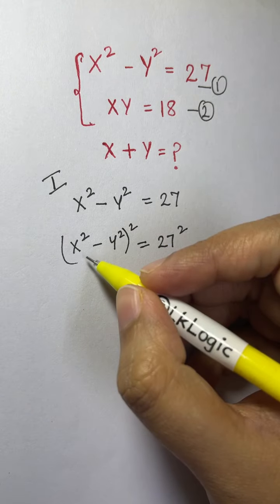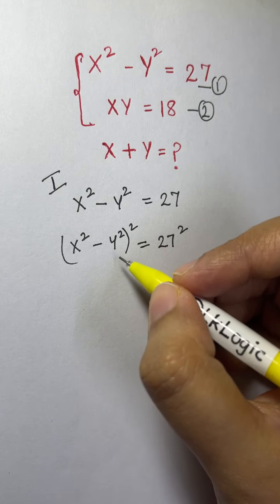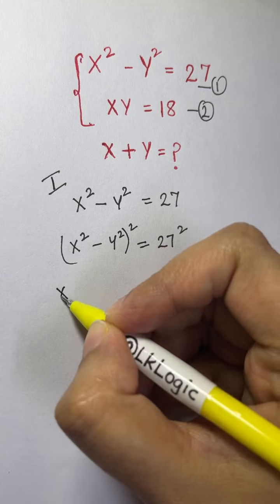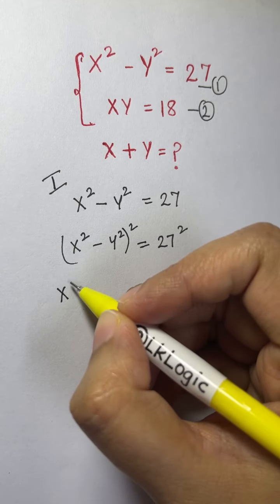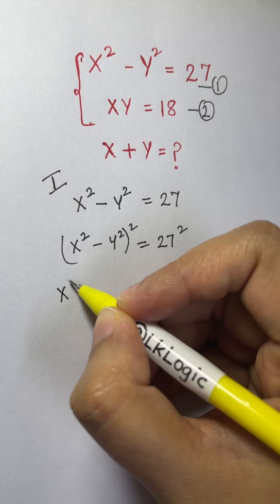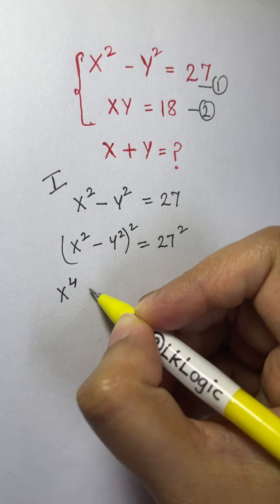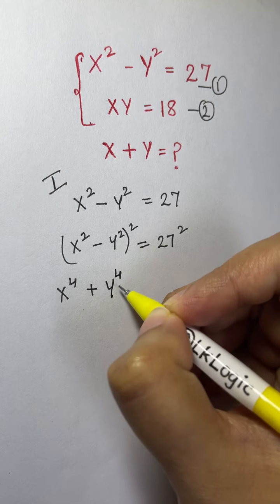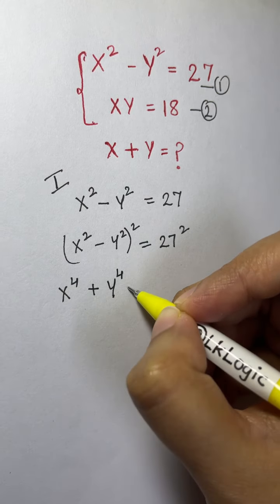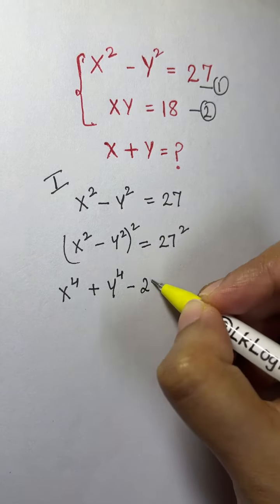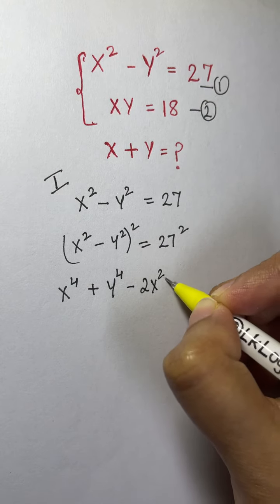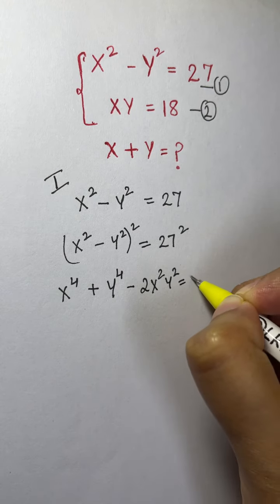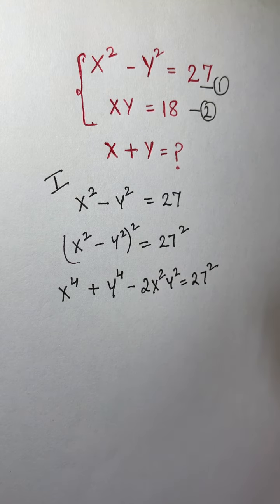Now this is a square minus b square, and I'm going to expand that. So I have x squared the whole square, that's your a square, so you'll have x to the power of 4, plus y squared the whole square, that's y to the power of 4, that's your b square, minus 2ab. Your a is x squared and your b is y squared, and that's equal to 27 squared. Alright, till here it was easy, right?